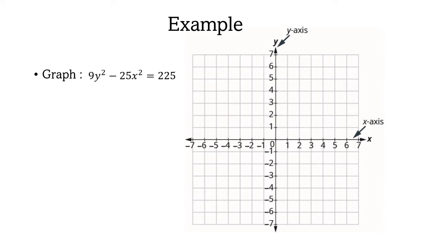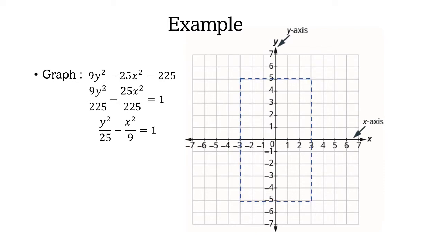Now here we have to do some work before we start graphing this hyperbola. We notice that we have numerical coefficients multiplied by y squared and x squared. So we're going to divide every term by 225. Then we're going to simplify. Now we can draw a rectangle, 5 units above and below the origin and 3 units to the right and to the left of the origin.